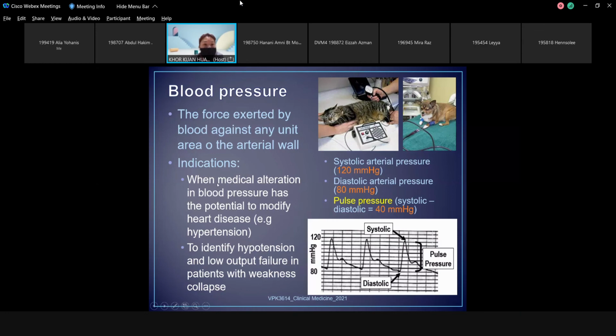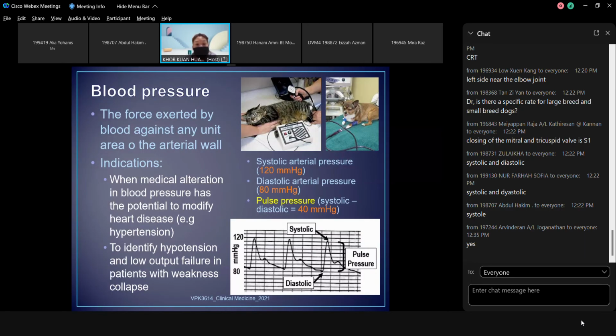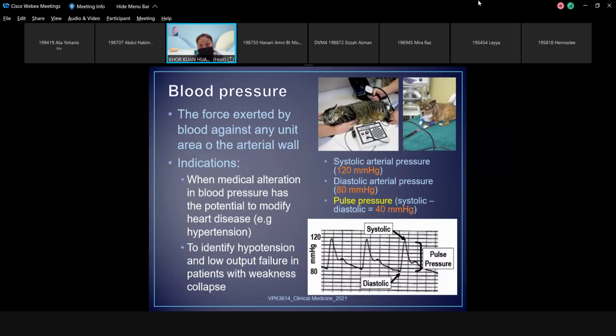Okay, so what's the indication of doing blood pressure? It is when you think there's going to be an alteration in the blood pressure and it could potentially be modified by the heart disease. So in some cases, there is hypertension. Okay, hypertension, like you hear, like my father and my mother, both of them also have very high BP. So they need to be on their hypertensive drug. Then only they'll feel better. Okay. So when you think there are certain diseases that will contribute to hypertension, you might want to check it. Then only you do your blood pressure check.